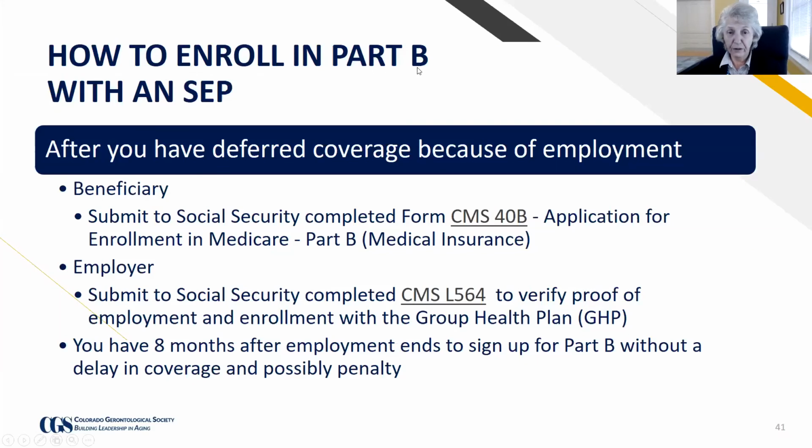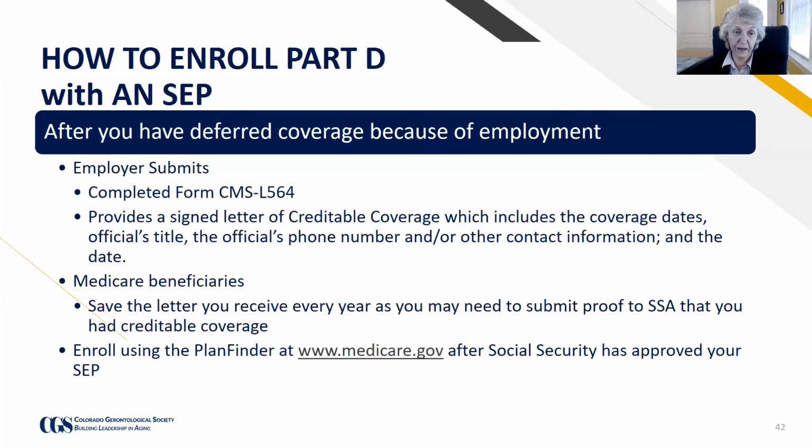So to enroll in Part B with an SEP, if you have lost coverage because of employment, you, the beneficiary, have to complete a CMS 40B and submit that to Social Security. Similarly, your employer has to complete a CMS L564 to verify your employment and enrollment in the group health insurance. You do have 8 months after you leave employment to sign up for Part B without a delay in coverage and without a penalty.